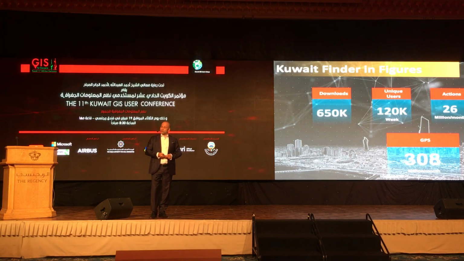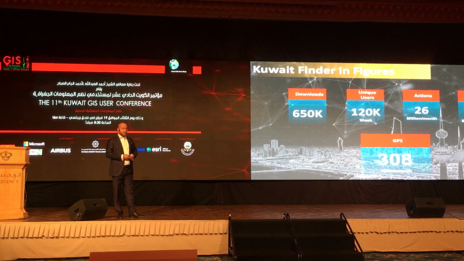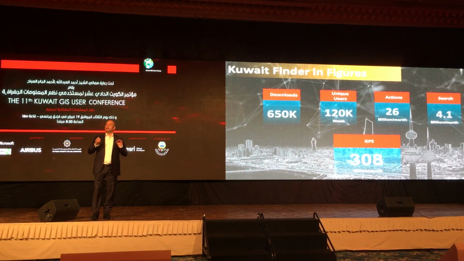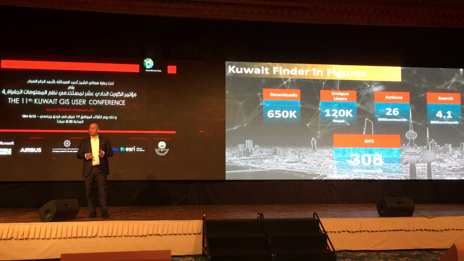The other source of data that we have is Kuwait Finder. In quick figures, we currently have more than 650,000 downloads of Kuwait Finder, and more than 100,000 unique active users per week who are performing more than 26 million actions and more than 4.1 million search operations per month. Kuwait Finder, as any GIS-based application, uses the location services of the device. Kuwait Finder is collecting anonymized GPS data, more than 300 million points per month. We were thinking, how can we utilize this to update our data?